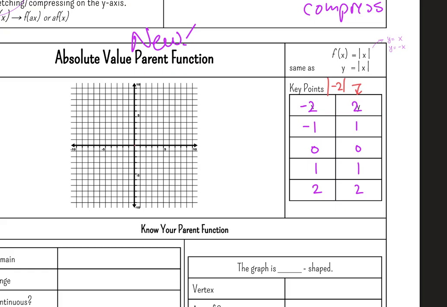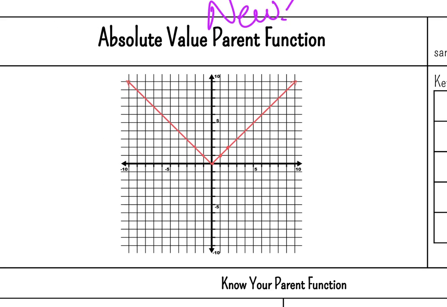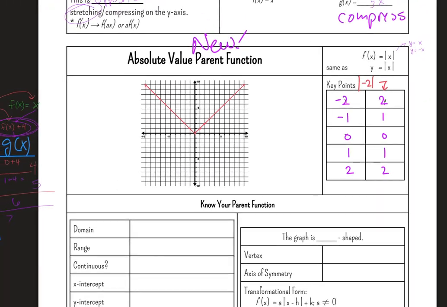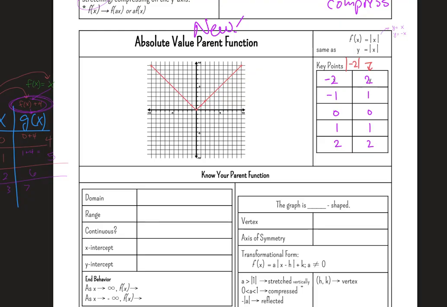Let's plot those points. 0, 0, 1, 1, 2, 2. -1, 1, -2, 2. Oh, look, it looks like that. So if we were to continue that pattern, it's going to look like that. It's going to look like that. This is our new parent function. It's like a V shape, right? Take a moment for that to sink in. That's the absolute value of x. That's y equals the absolute value of x.